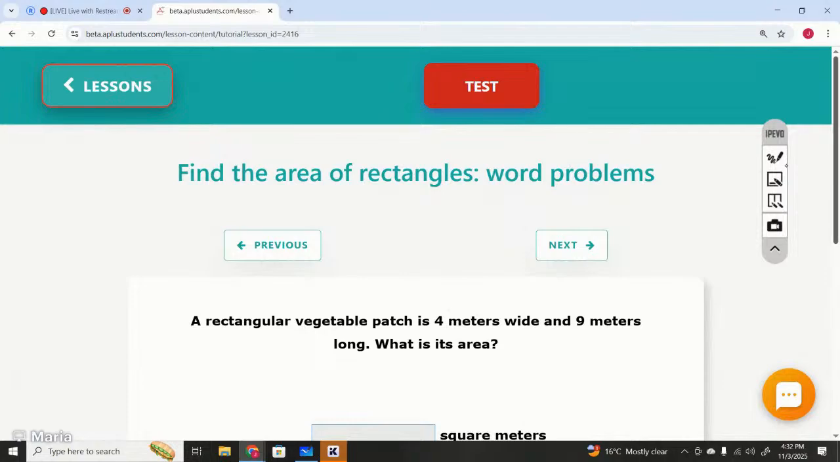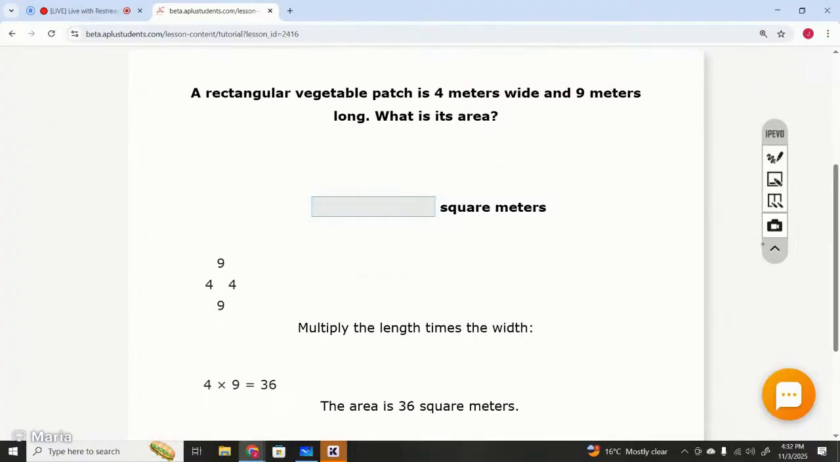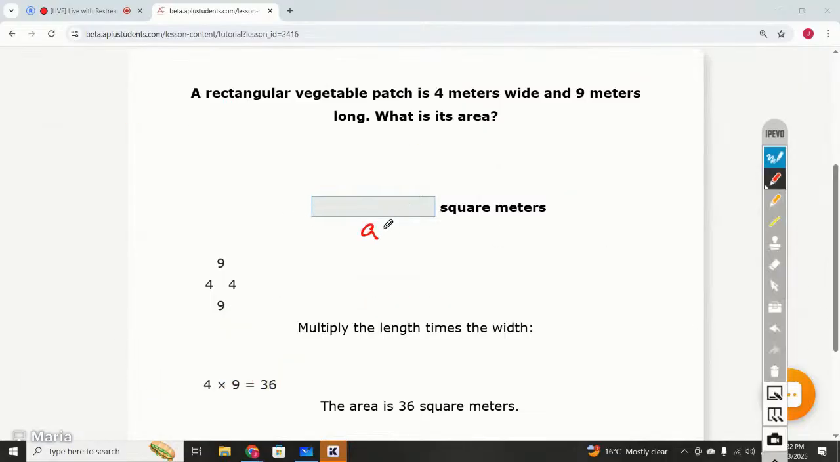A rectangular vegetable patch is 4 meters wide and 9 meters long. So we are going to calculate the area of the figure. We are given the side length. The length is 9 meters long and the width is 4 meters, right?